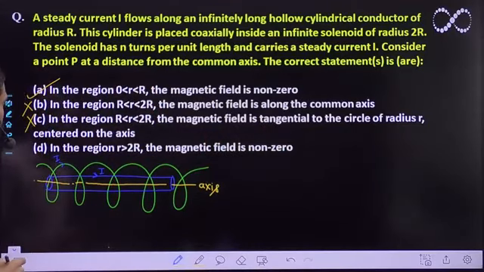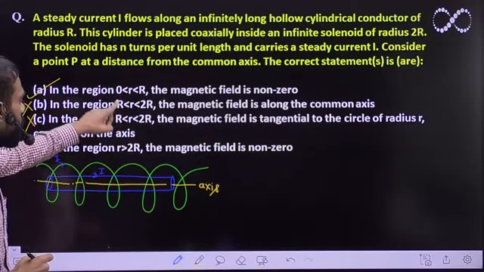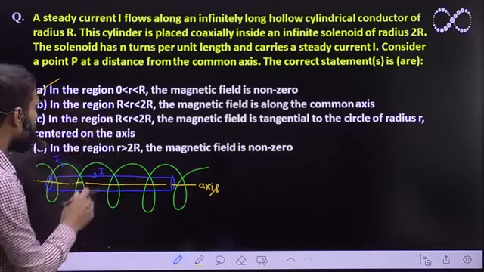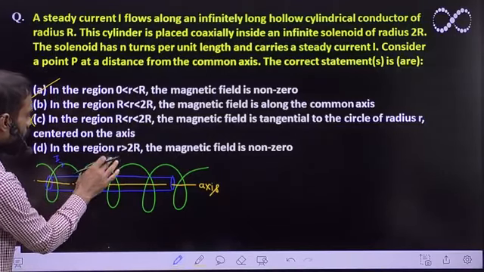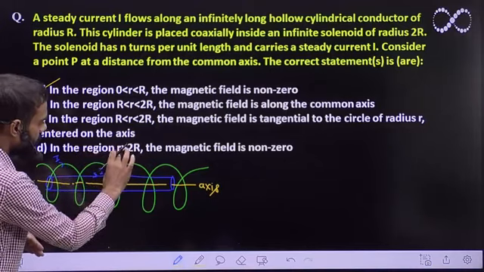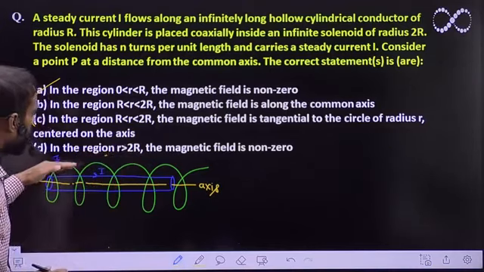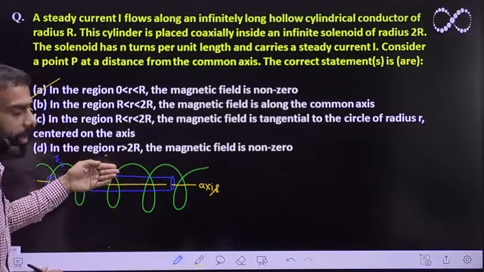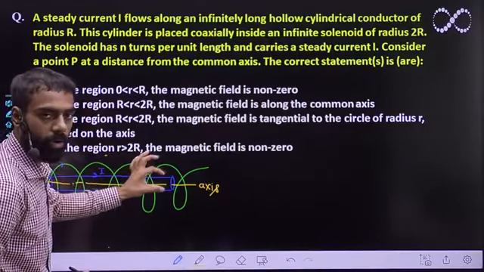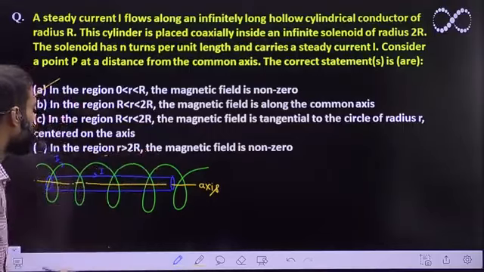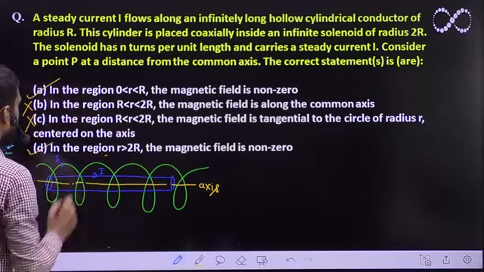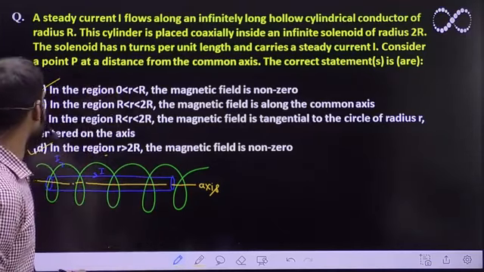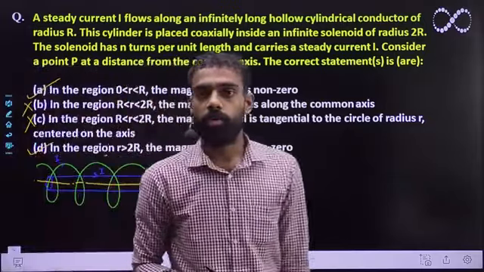Let us see option D. In the region where r is greater than 2R, it is talking about outside the solenoid, the magnetic field is non-zero. That is correct, because when you go outside the solenoid, in this region, because of the solenoid you won't get any field, but because of the cylinder you will get some field. So in this region you will get some field here, so it is non-zero, so option D is correct. So the correct options are A and D. Okay students, I hope you understood this question.